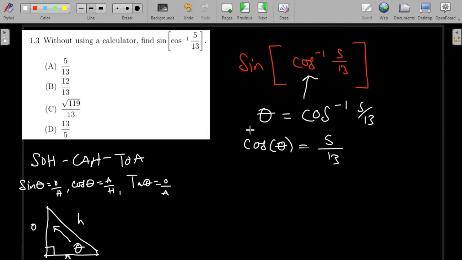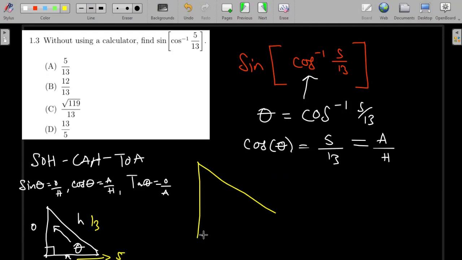So this cos theta, which is equal to 5 over 13, means the 5 is the adjacent and the 13 is the hypotenuse. We can actually put these values on a right-angled triangle. So this is my theta, my hypotenuse is 13, and then our adjacent down here is 5. So we have something like this.